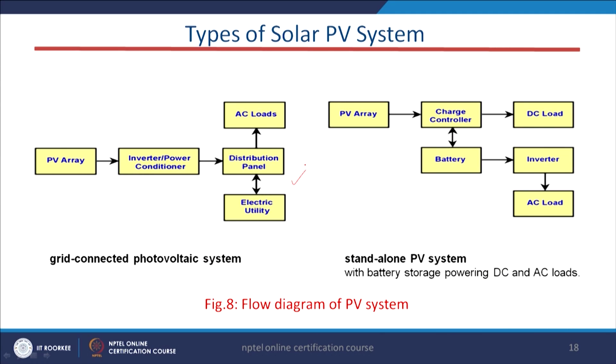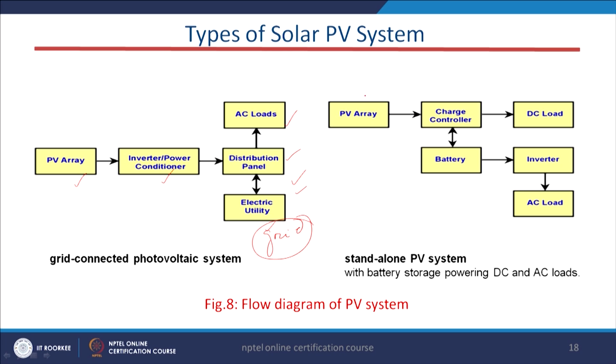I will now come to the basic block diagram of this particular solar system. Whatever I have discussed in the previous 2-3 slides, the same thing is represented in terms of blocks. The first one is the PV array and the second one is the inverter or the power conditioner, and from there it will go to the distribution panel and either to the AC loads or to the electric utility. Electric utility means it is the grid section. This is the grid basically.